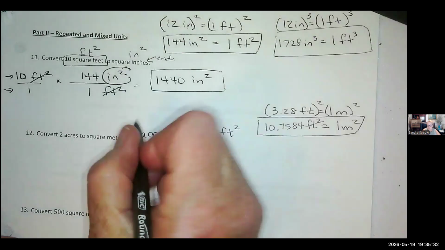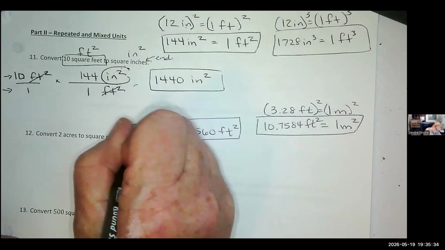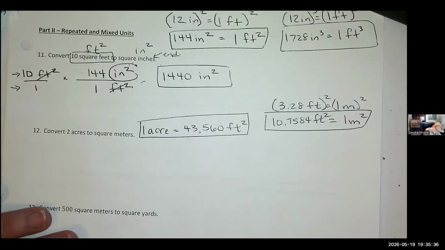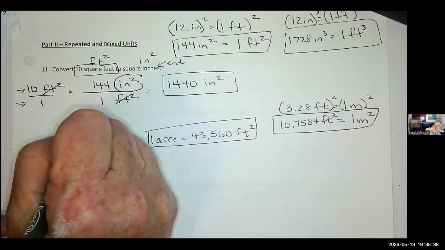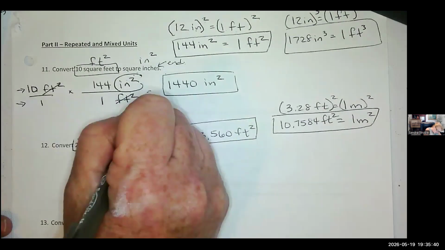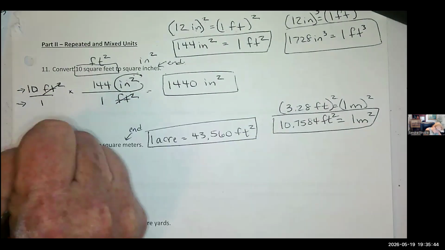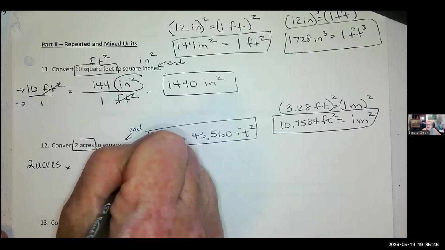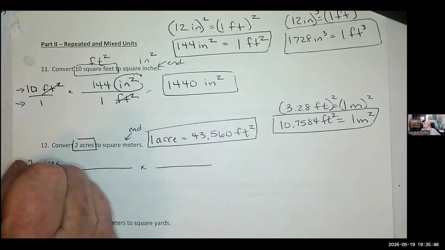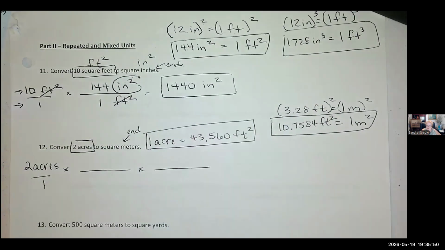So now we've got 2 conversions. We always start with what we're given. We're given 2 acres. We're heading to square meters. Start with what you're given. Feel free to put it over 1 if you need to. I would like for you to set this up and work through this, okay? And then come back to see how you did.